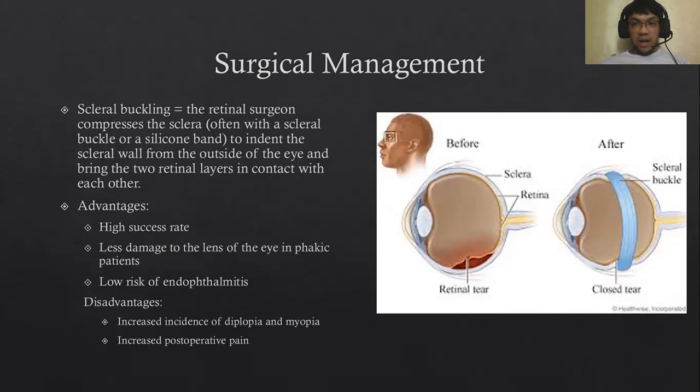Advantages: this procedure has a high success rate, there's less damage to the lens of the eye in patients, and a low risk of endophthalmitis. Disadvantages: it will increase the incidence of double vision or diplopia and myopia, and it will cause increased post-op pain. So analgesics are very, very important post-operatively after doing scleral buckling.